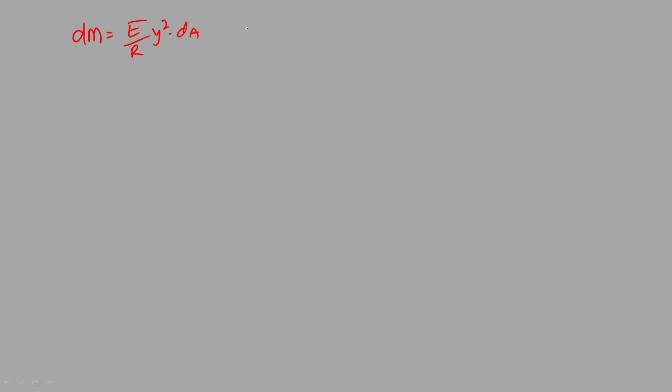Now integrating this above equation for the entire area, to get the value for the entire area. Let us integrate this above equation over the area of the element, so to get it for a complete section. So now M equal to integration of E by R into y square into dA. E by R is a constant term here.